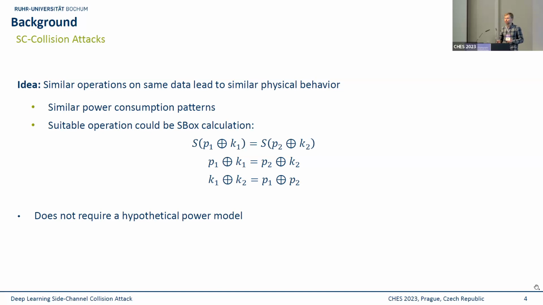When a collision is found, for example, between the S-box output of the first and the S-box output of the second byte, then we assume their outputs are equal, which also means that their corresponding inputs must have been the same due to the bijectivity of the S-box. By that, we can then calculate the difference between the two used keys by just calculating the first plaintext byte XOR the second plaintext byte.